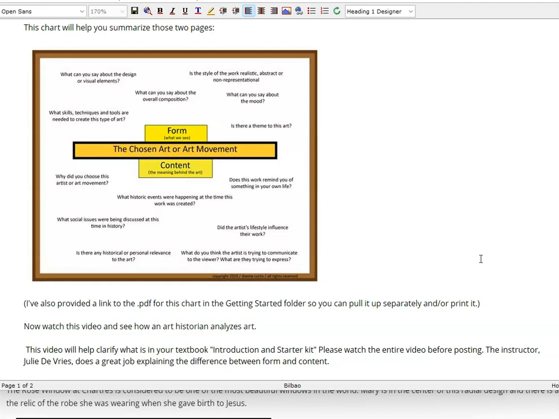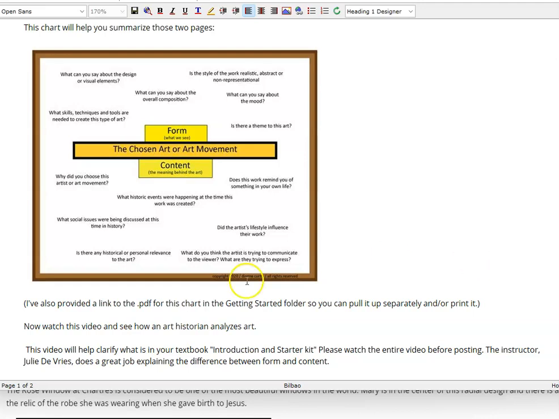So it could be the politics going on at the time, the history, even what was going on in the artist's life at the time. Any type of subject that's addressed in the artwork is also part of what we call content, the meaning behind the work. When you're reading your textbook, you'll notice that the author does the same thing. The author will talk to you a little bit about how it was created, and then they'll go into why it was created: form and content. Once you get used to breaking down your analysis this way, it gets easier to write about art.